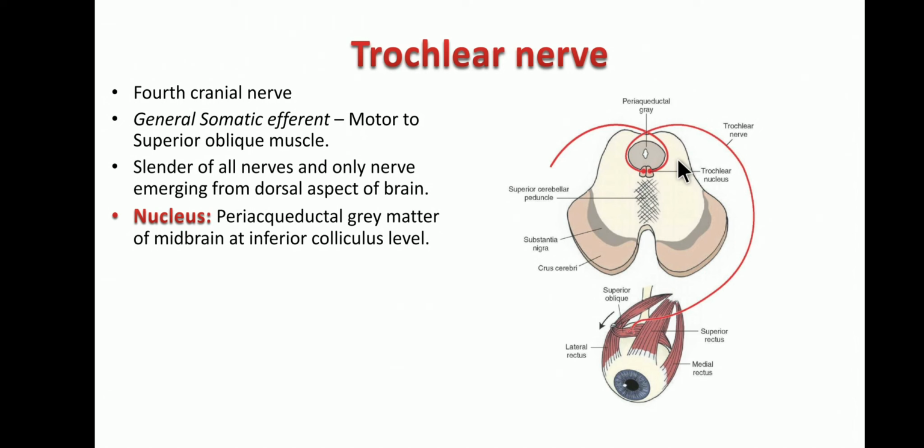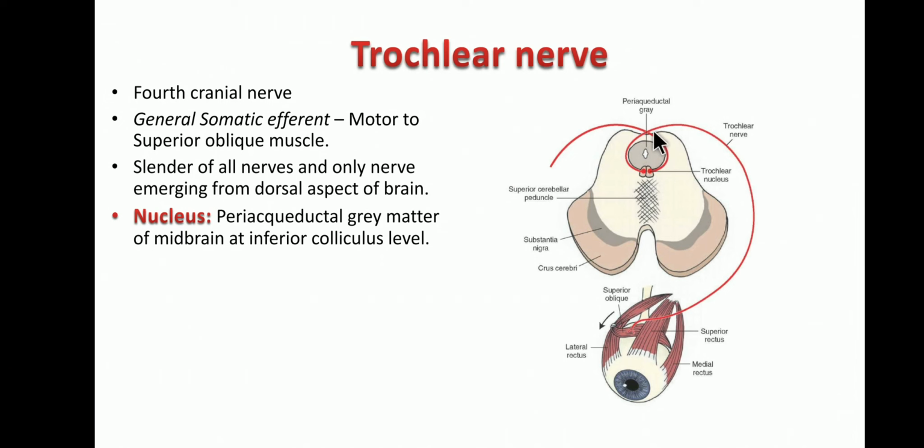Okay, the inferior colliculus is an auditory relay center. So the fibers where the trochlear nucleus is present is at the inferior colliculus, at the periaqueductal gray matter. The cavity of the midbrain is the aqueduct of Sylvius, or it is actually called the iter or aqueduct of Sylvius. So around this you have the gray matter. From the periaqueductal gray matter, the trochlear nerve arises.